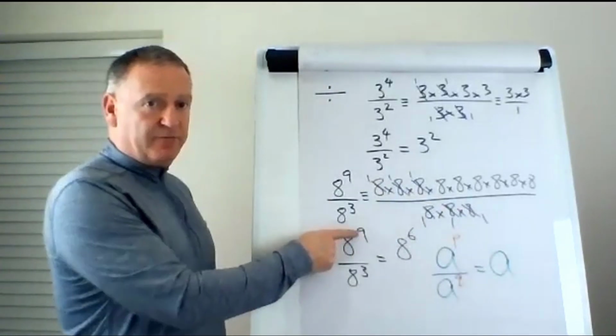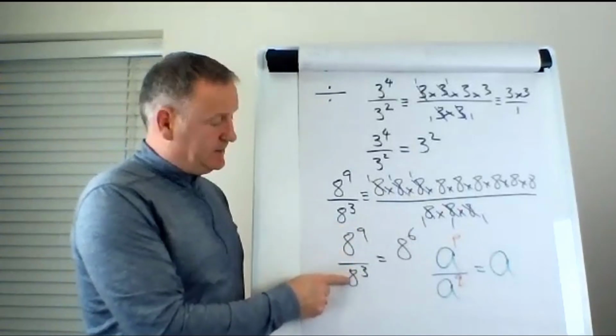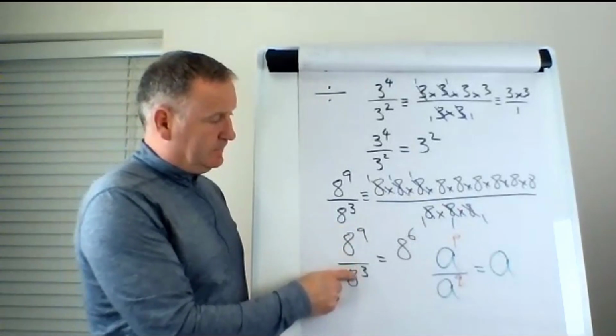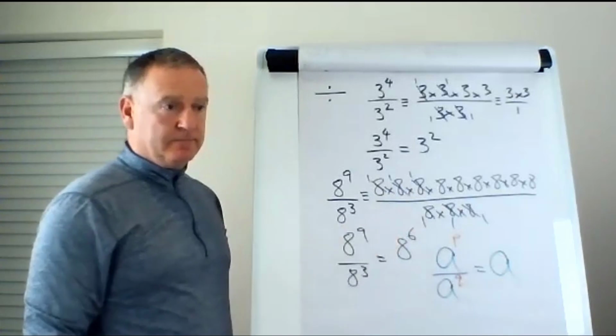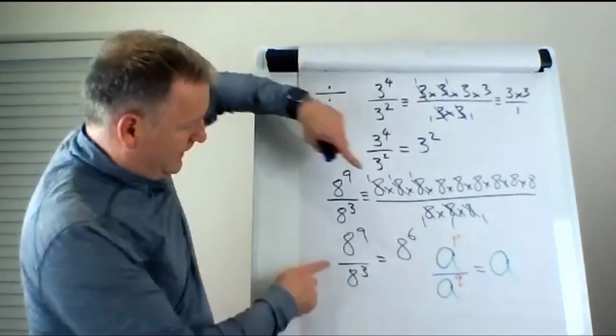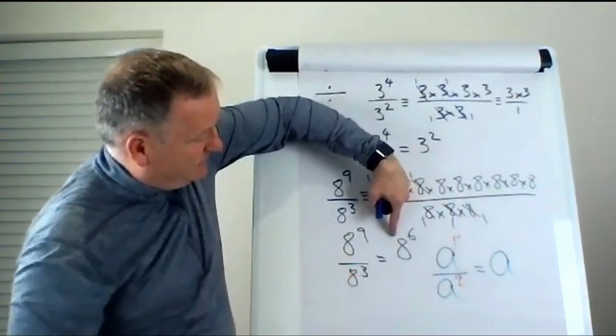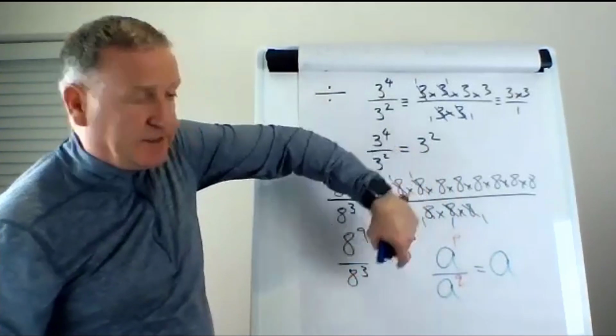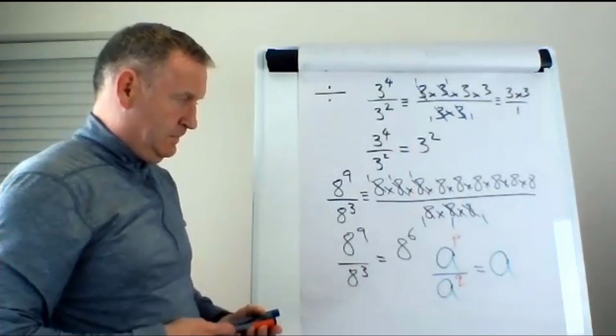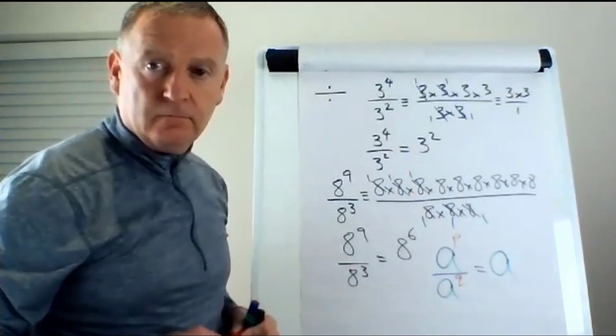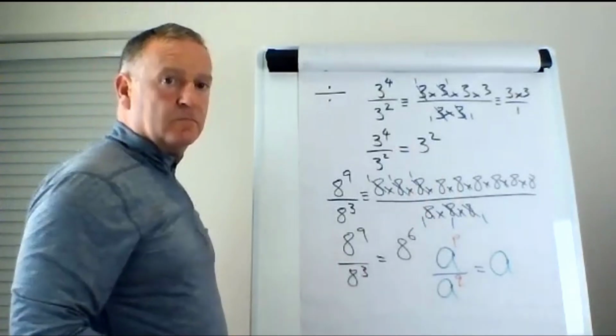So you've got 8 to the power of 9 divided by 8 to the power of 3. Is it 8 to the power of 6? 8 to the power of 9 divided by 8 to the power of 3 gives you 8 to the power of 6. How do you get 6 from the 9 and the 3? Subtract. Yes.